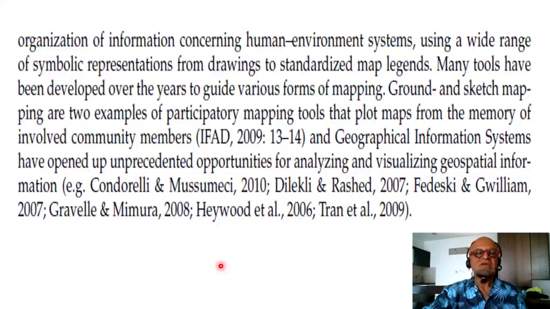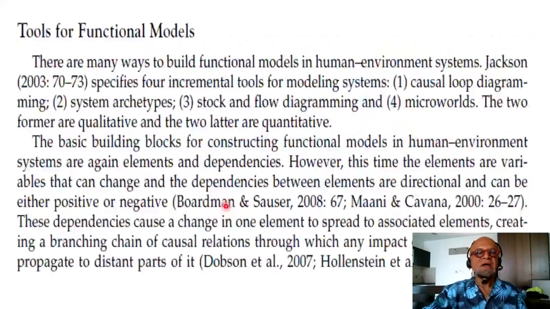Many tools have been developed over the years to guide various forms of mapping. Ground and sketch mapping are two examples of participatory mapping tools that plot maps from the memory of involved community members. And geographical information systems have opened up unprecedented opportunities for analyzing and visualizing geospatial information. That's about structural models. We'll come back and read about functional models.